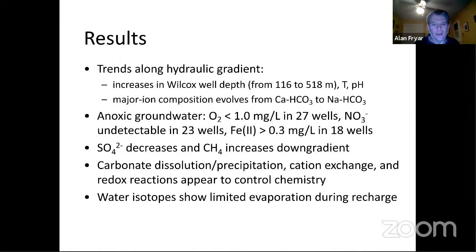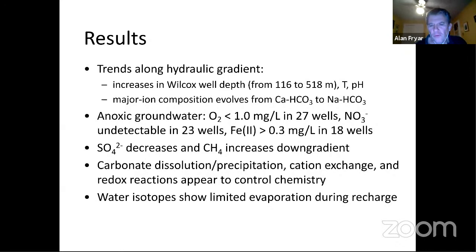So this is what you would expect with that electrochemical evolution sequence. You go from oxygen to nitrate to iron to sulfate to methane. Basically oxygen reduction, nitrate reduction, iron(III) to iron(II), sulfate to sulfide, and then bicarbonate methanogenesis. And so overall, carbonate dissolution and precipitation perhaps, cation exchange, which explains going from calcium dominated to sodium dominated, and the redox reactions appear to control the water chemistry. So this is basically, if you think of it from a chemical engineering perspective, like a reactor column. As the water is passing down gradient, the chemistry is evolving.